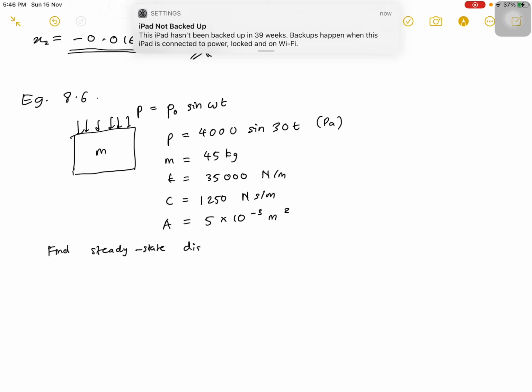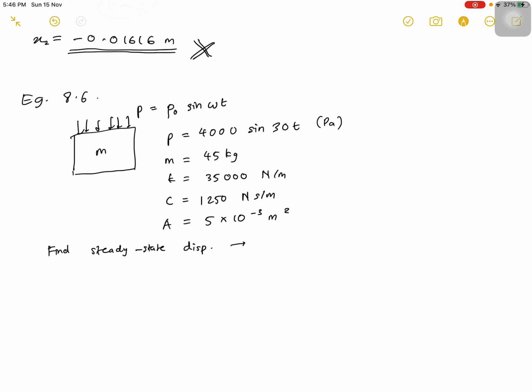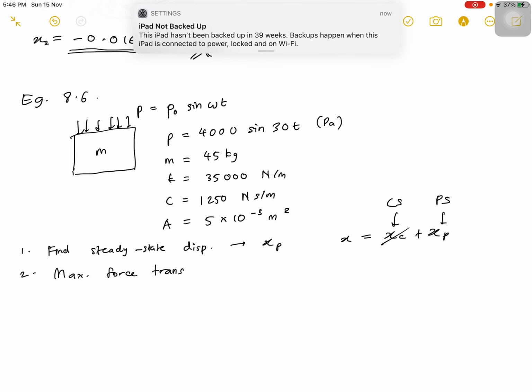steady state displacement. So for steady state displacement, it means that we need to find the xp. Remember that for the general solution, we have x is equal to xc plus xp. This is the complementary solution. This is the particular integral or solution. Okay. So we can ignore this one for steady state when the question asks for steady state displacement. Alright. And then this is number 1. Number 2, we need to find the maximum force transmitted to base.